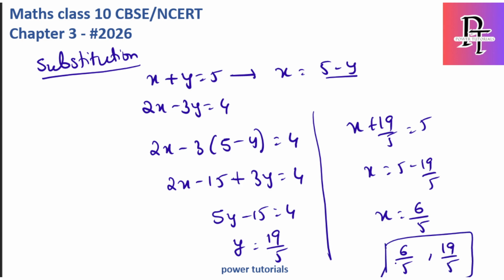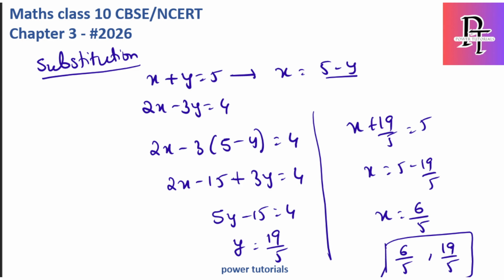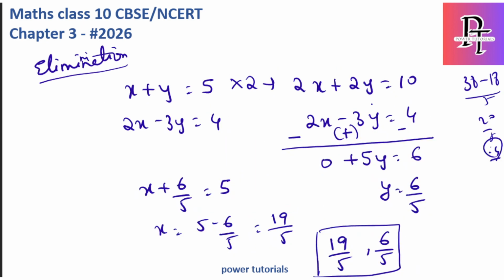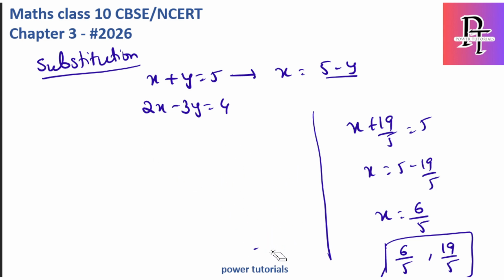Let's cross check whether we get the same answer using elimination and substitution. x is 19 by 5, but here, wait, somewhere we made a mistake. x plus y is equal to 5, 2x minus 3y is equal to 4. The y value is correct. Okay, x is correct. So here only we made a mistake. x plus y, x is equal to 5 minus y. Okay, I replaced x with 5 minus y, it's not y is equal to 5 minus y, x is 5 minus y. So this way we need to cross check your answers.